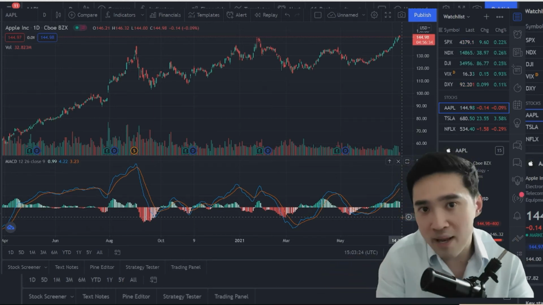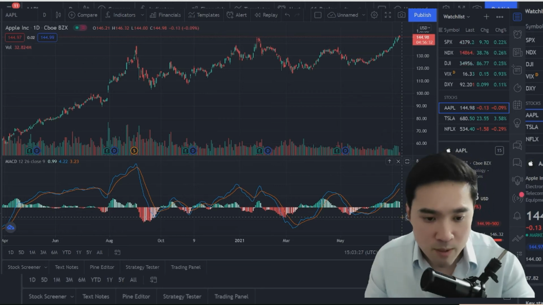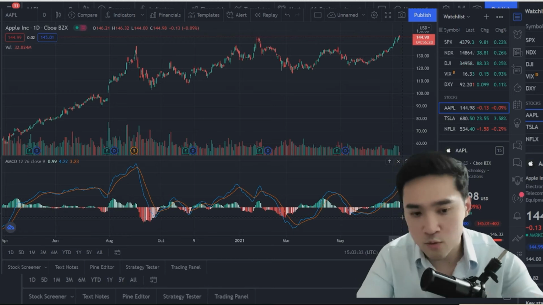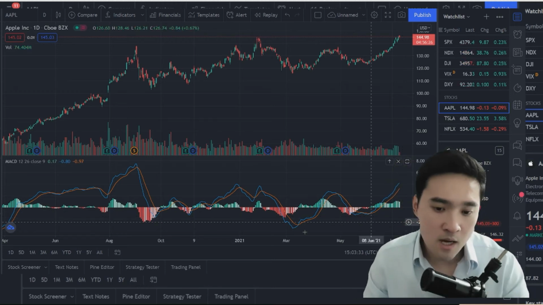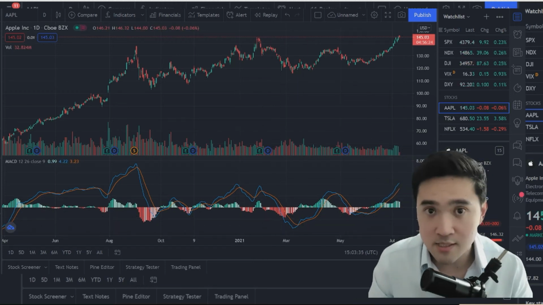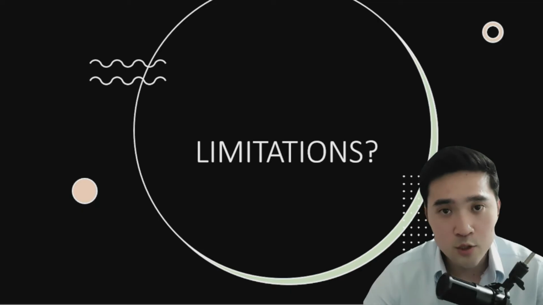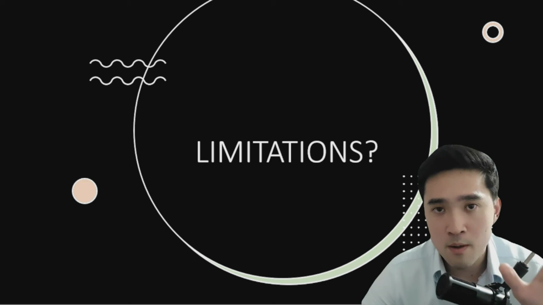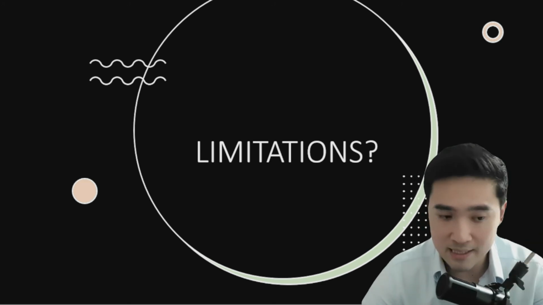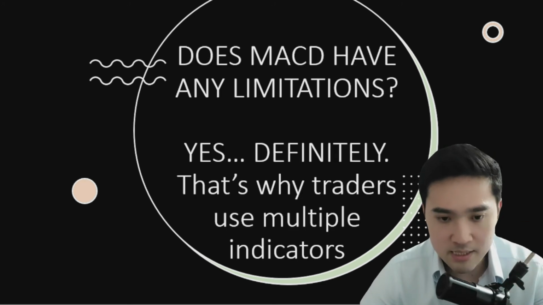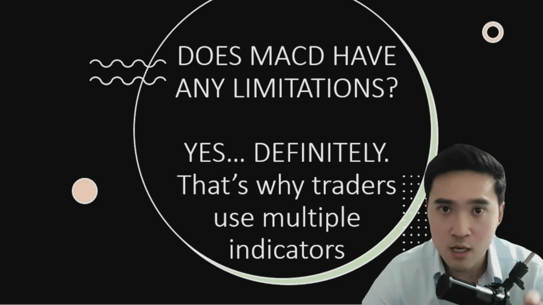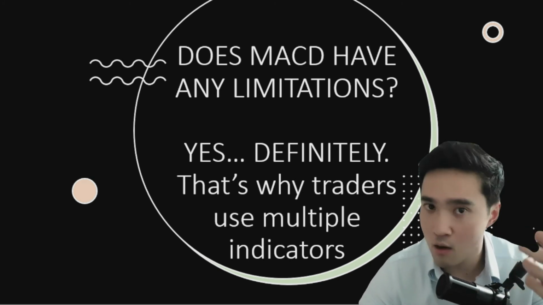How do we know when to exit, when to enter? The MACD shows you what might happen to the chart. But then you need other forms of indicators to help you as well. So why do we need other indicators to complement? First of all, there are limitations to the MACD graph. The MACD indicator has limitations. That's why traders use multiple indicators to help them to day trade or invest.